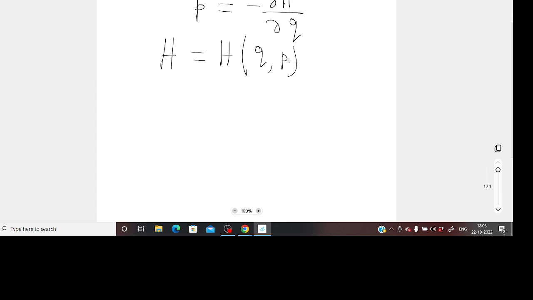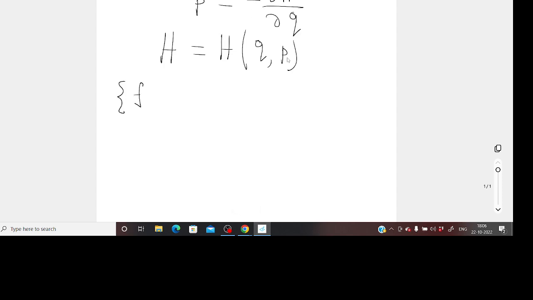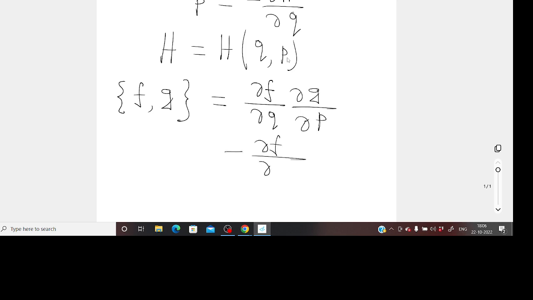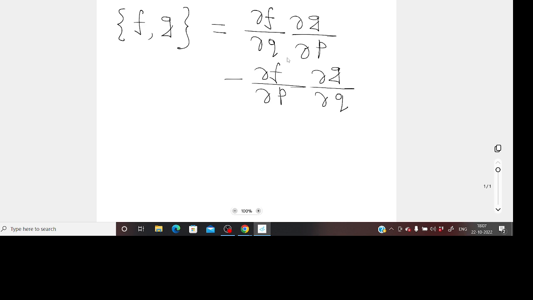Now I will define Poisson's bracket. Now what is this? Let's say there are two functions f and g. Then the Poisson's bracket of these two quantities f and g will be del f del q into del g del p minus del f del p into del g del q. Okay, so this is called the Poisson's bracket of two functions f and g.